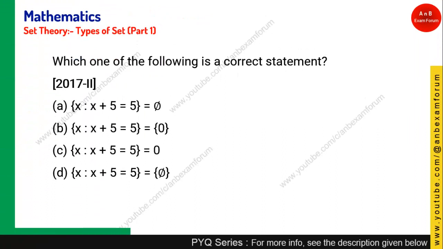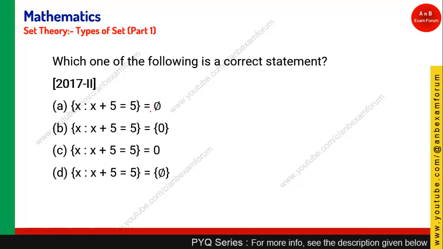Which of the following is a correct statement? Okay, student, for this question you need to know the representation. What does what represent? So let's see one by one. So x plus 5 equal to 5. If you make the set for this particular option, you will have x is equal to 0. So it is basically a singleton set having the 0th element.